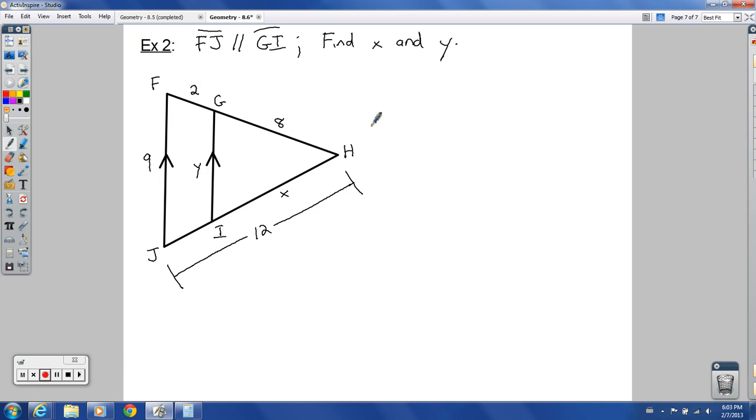So you could say FG over GH equals, matching up in the same way, JI over IH. Now you may look at that and say, Mr. Wagner, we don't have this part, we don't have this part, why are you comparing that? Hold on, I'll show you what I'll do. We'll get there. This is based on Theorem 8.4.